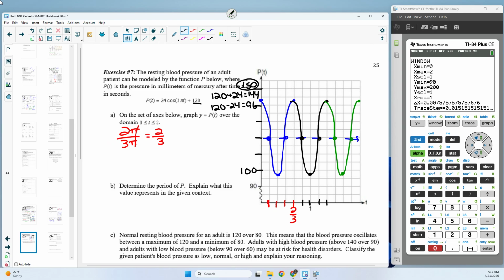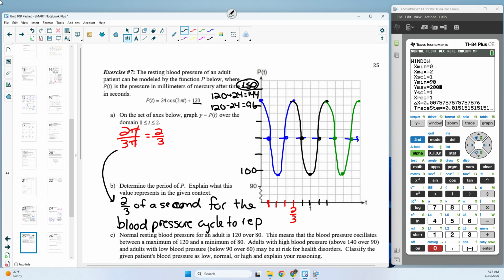I've already found the period up here, right? So that's 2/3. So what does this mean in the context of the problem? First off, we need a measurement for it. Period is a time length, right? So this is 2/3 of a second. And this is for something to repeat. So this is for the blood pressure cycle to repeat.